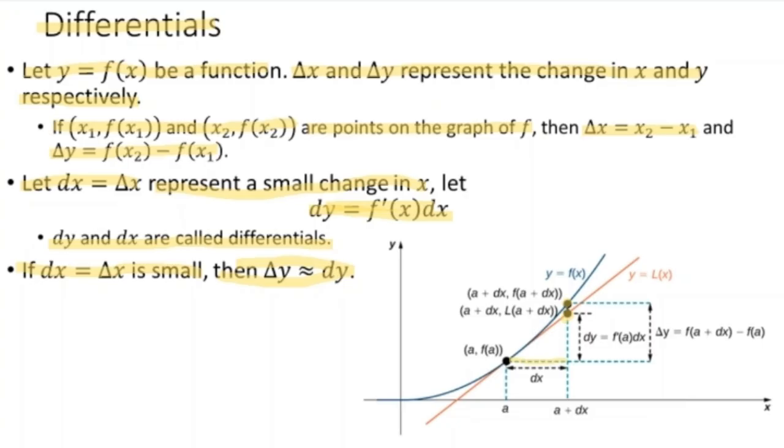dy would represent the vertical distance we would have to travel to go from f of a to L of a plus delta x, while delta y would be the vertical distance we would travel to go from f of a to f of a plus delta x. Notice how close dy and delta y are. As we make delta x smaller and smaller, the difference between the dy and delta y will also get smaller and smaller, which is why we can use dy to approximate delta y.